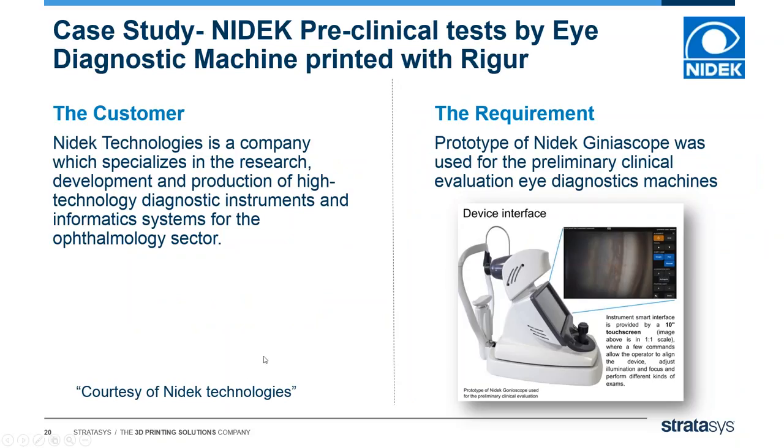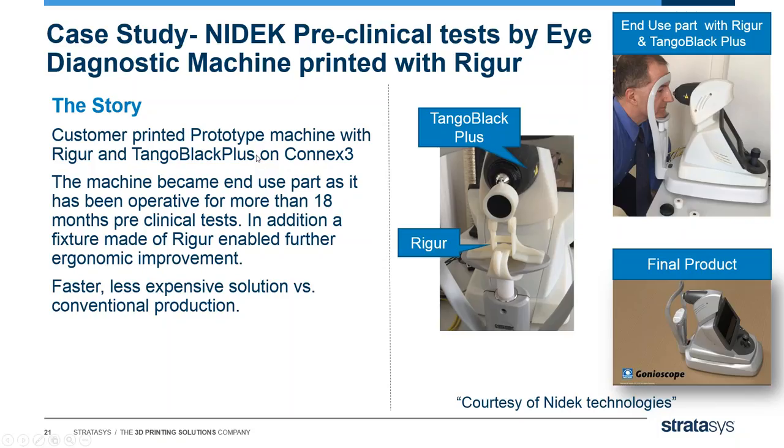So the next story comes from Nidec. Nidec is a technology customer who is specialized in the research, development and production of high technology diagnostic instruments and informatic systems. You can see here, this is a complete system for diagnosing the human eyes. They printed different parts of this complete assembly with Rigor and Tango Black Plus for the prototypes, and had great success here during the development of this product.